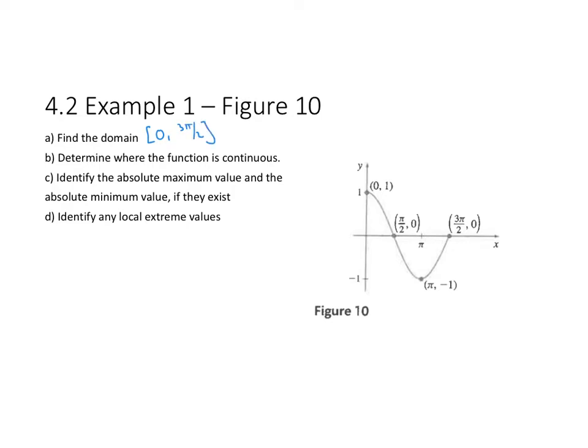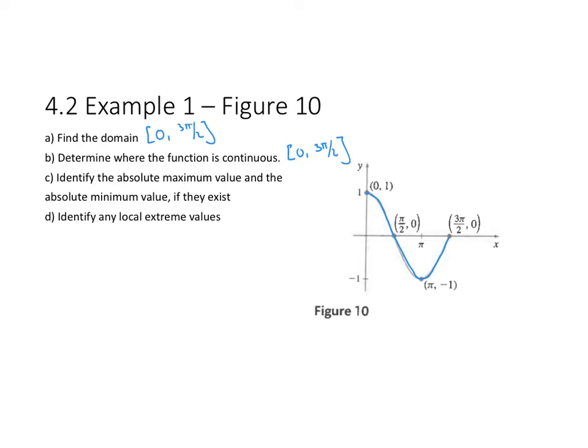That is the entirety of this graph, which exists between 0 and 3 pi over 2. Determine where the function is continuous. In this case, the graph is continuous everywhere, so we're going to say on the domain of 0 to 3 pi over 2. Find any absolute maximum value or absolute minimum value.